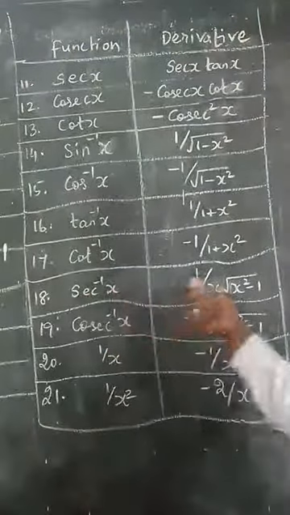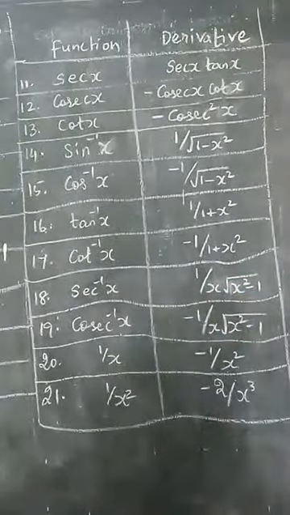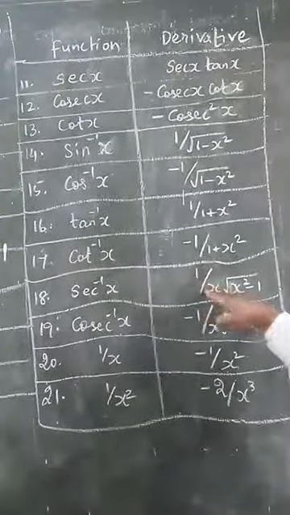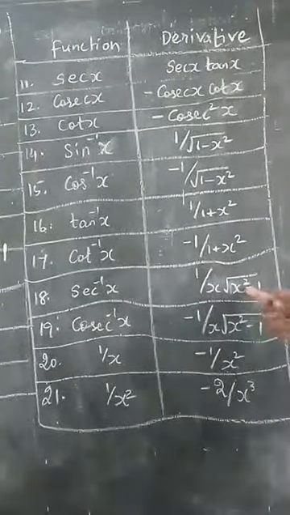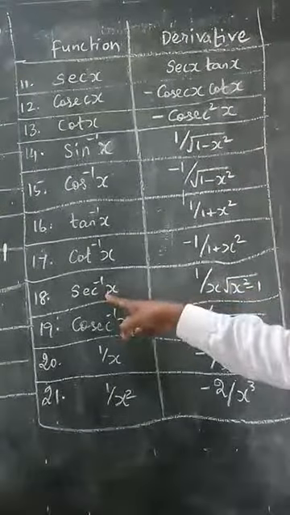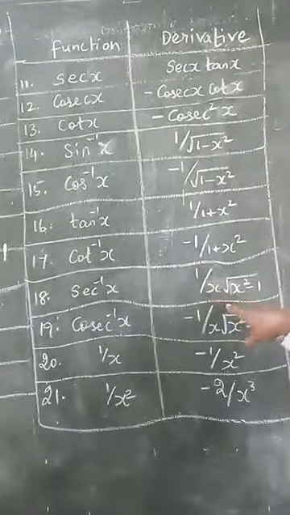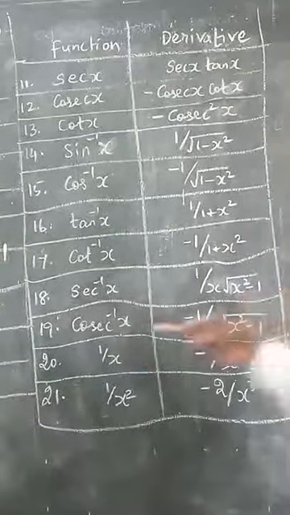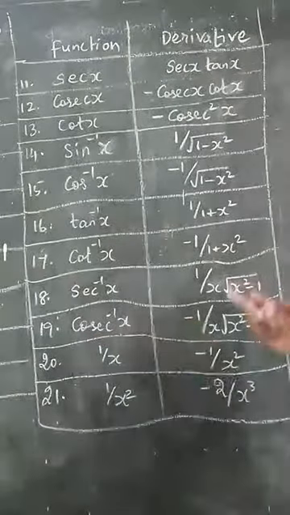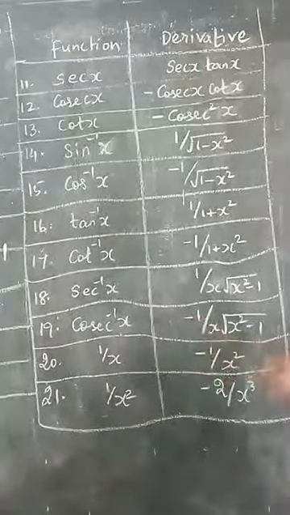Secant inverse x is 1 by x into root of x square minus 1. Don't get confused with other things. This is totally different. Secant inverse x means 1 by x into, inside the root which comes first, x square minus 1. Similarly, cosecant inverse x, same thing with an extra minus symbol: minus 1 by x into root of x square minus 1.